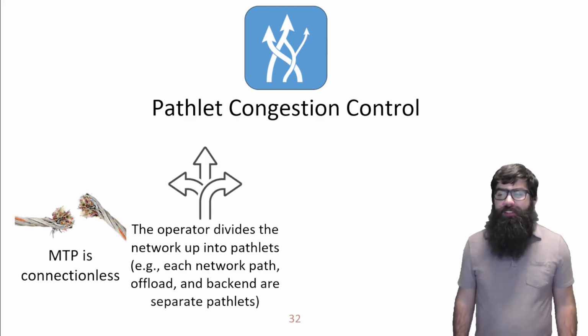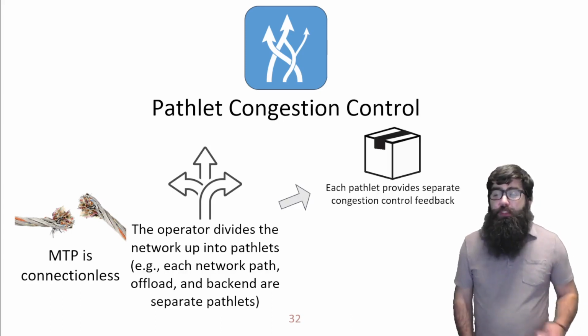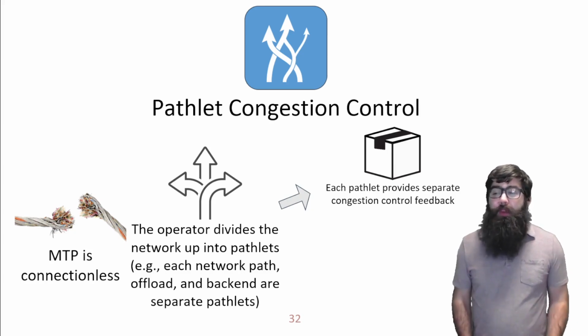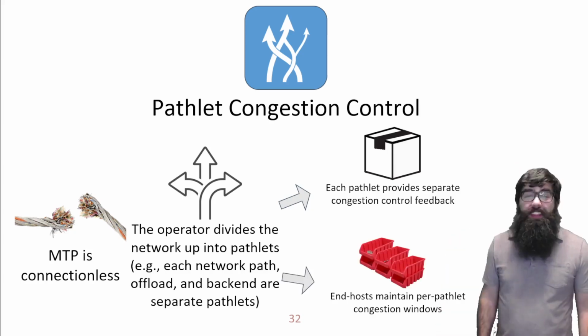Exactly how to divide the network up into pathlets is left up to the operator in MTP. Each pathlet is then responsible for providing its own congestion control feedback, which can be an opaque type length value field. End hosts then evolve per pathlet congestion windows.